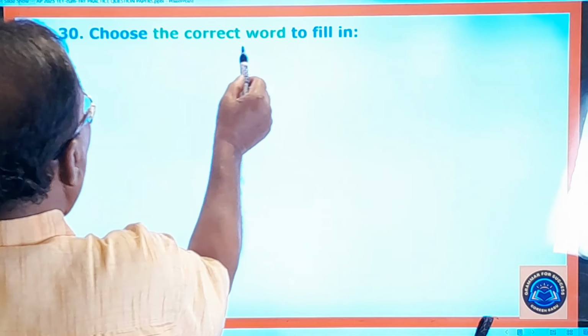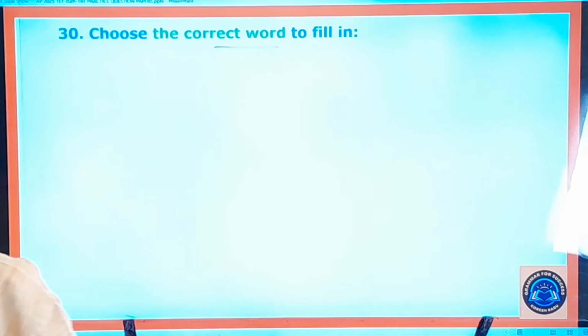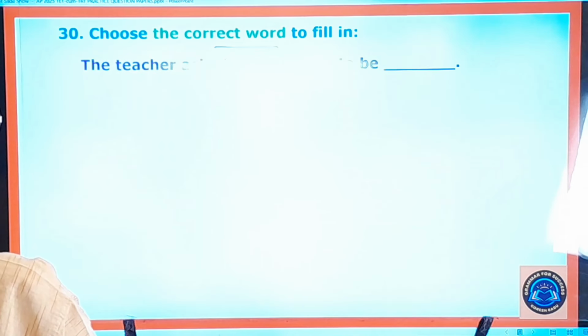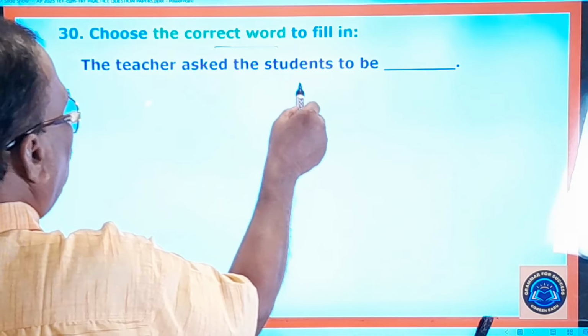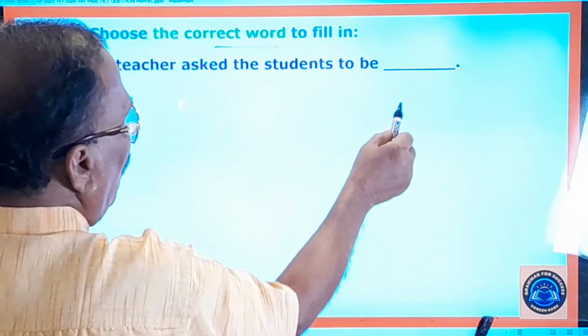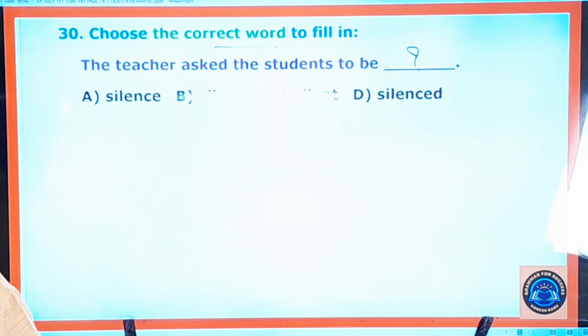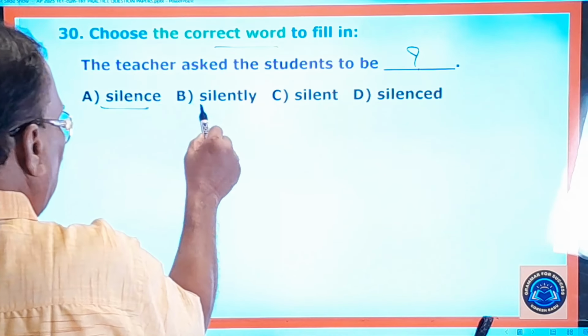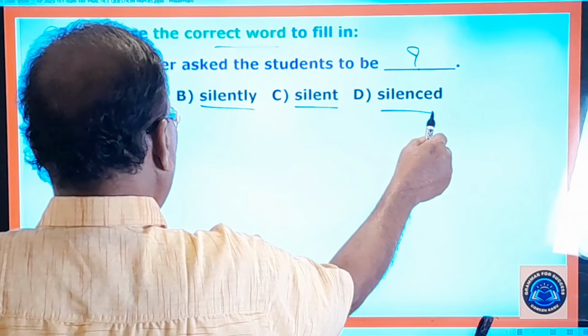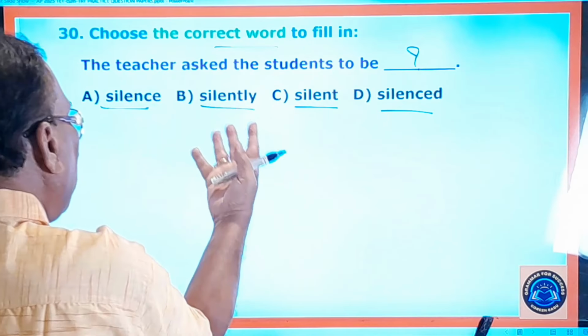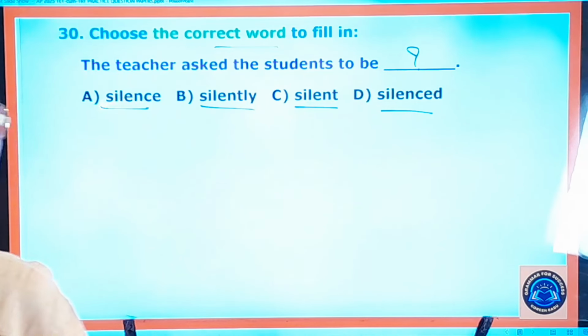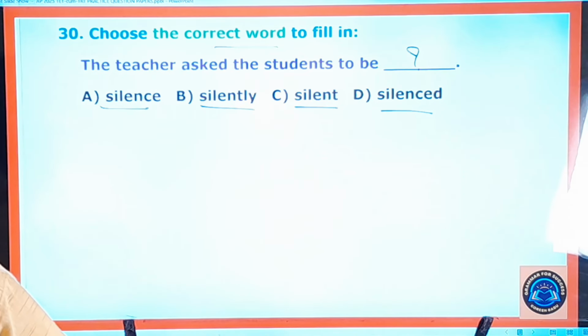30th question. Choose the correct word to fill in. Okay, what question is given here? The teacher asked the students to be dash. What to be used in this blank? Now let us look at the given options. Silence, silently, silent, silenced. What correct word to be used in that blank? You only think about it and then choose it as your answer.